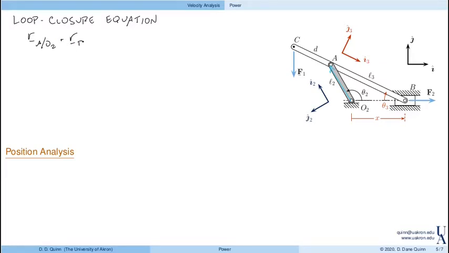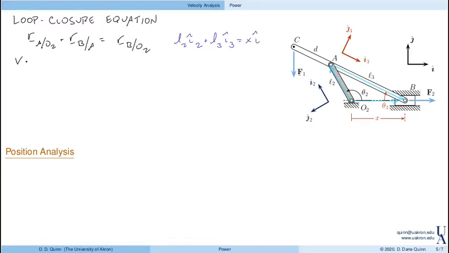Plus R of B with respect to A equals R of B with respect to O2, which of course is this vector. We've already defined directions and coordinates, so we can write this as L2 I2, that's A with respect to O2, plus L3 I3 equals x I.